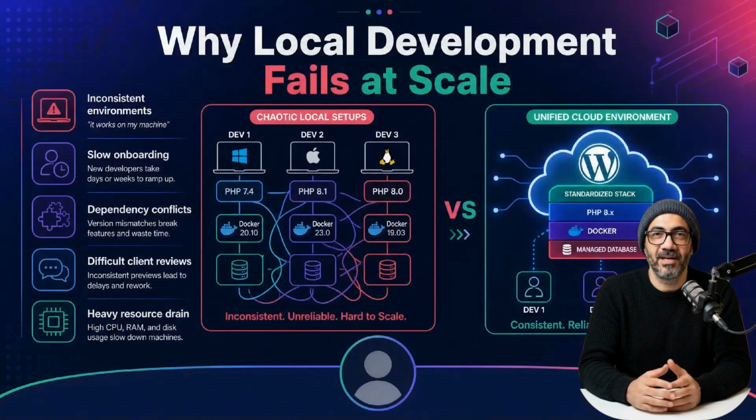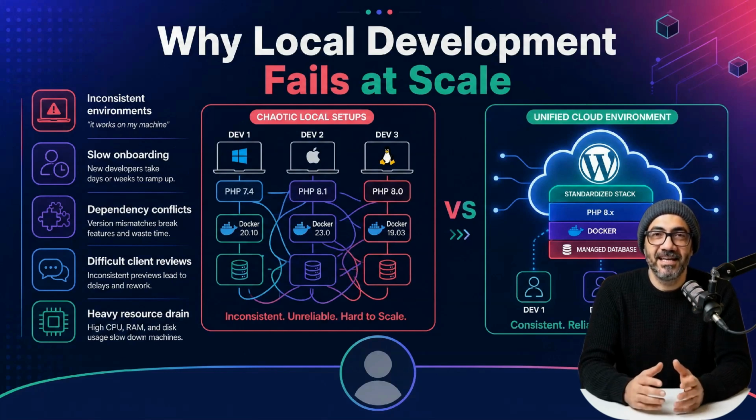Let's start by looking at the problem. Local development setups are chaotic. Every developer has a different machine, a different configuration, and a different set of problems. Inconsistent environments lead to the classic "it works on my machine" nightmare. As teams grow, onboarding new developers becomes a resource drain, and maintaining parity between local and production environments is a constant uphill battle. The cloud offers a better way, a unified environment that every team member connects to every time.